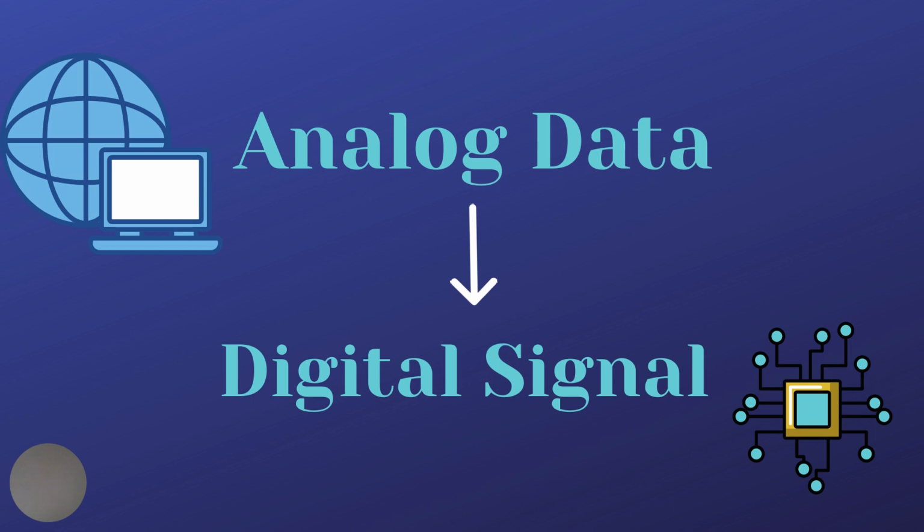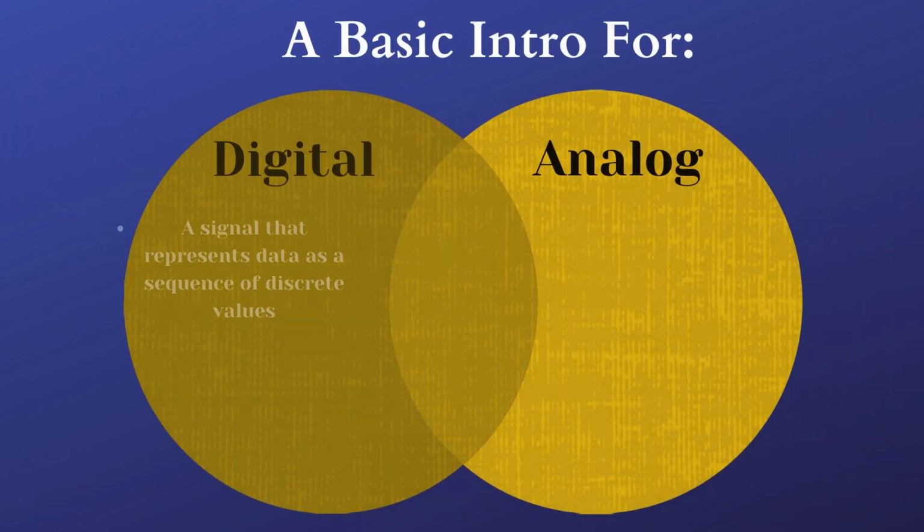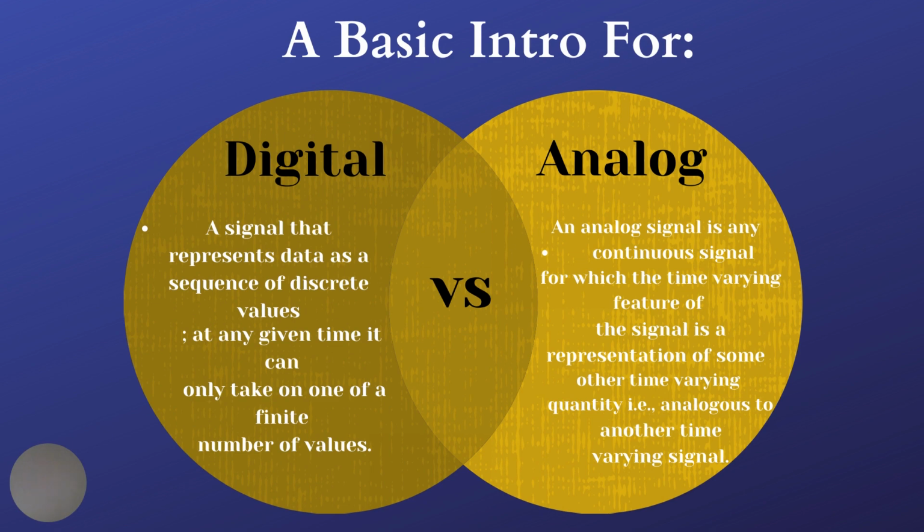But before coming to the main topic, I would like to give a basic introduction to digital and analog signals. A digital signal is a signal that represents data as a sequence of discrete values. At any given time, it can only take on one of a finite number of values, whereas an analog signal is a continuous signal in which one time varying quantity represents another time-based variable.